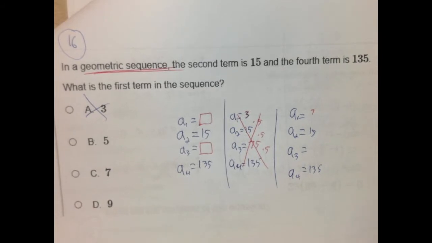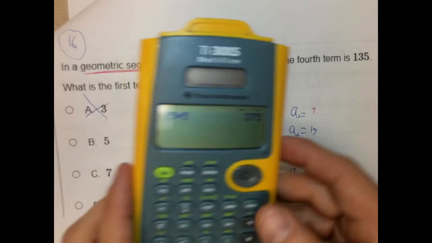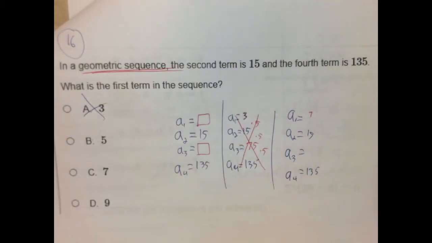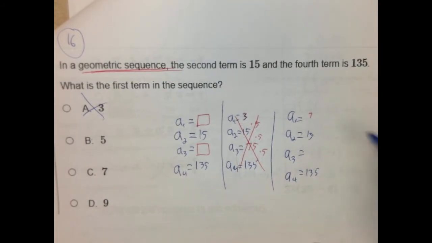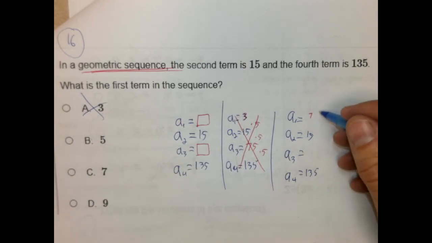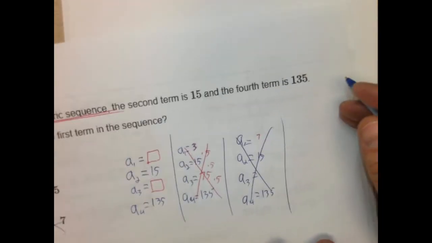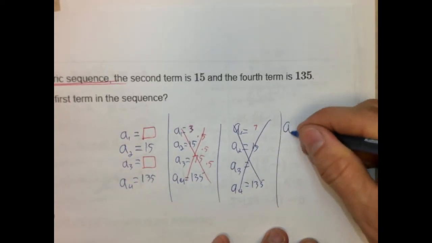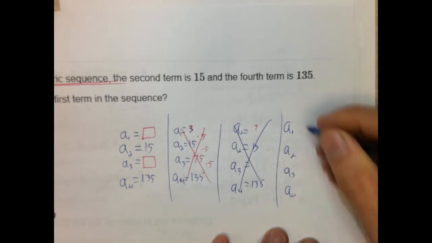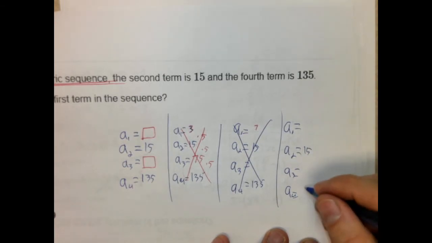To multiply 7 by something to get 15, we need 15 divided by 7. If I write that as a fraction, it would be 15 over 7. And 15 over 7 times 15 is not 135, so you can already immediately tell 7 is out. Let's try 9. So a sub 1, a sub 2, a sub 3, a sub 4. I know this is 15. I know this is 135.